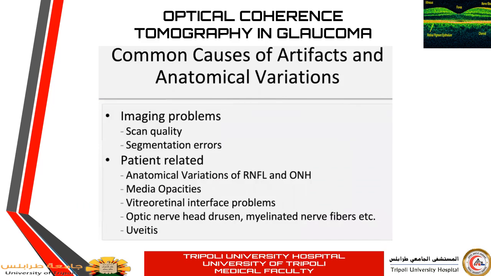The common artifacts and anatomical variations can be due to imaging problems. As I mentioned earlier, the scan quality and the signal intensity should be very clear and good, and the segmentation errors should be avoided, with no poor segmentations, and some variables are due to the patient himself. For example, media opacities, presence of any vitreoretinal interface problems, and presence of optic nerve drusen and myelinated nerve fibers. All these things can affect the interpretation of the findings of the OCT map.